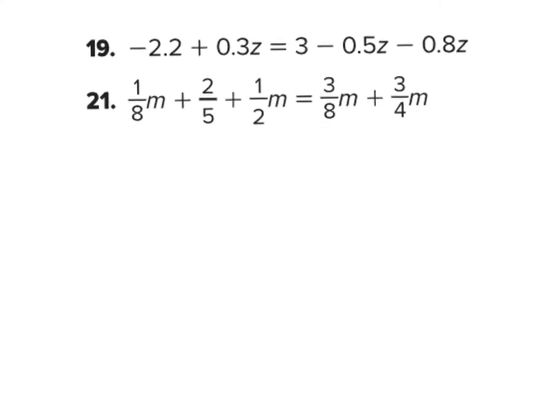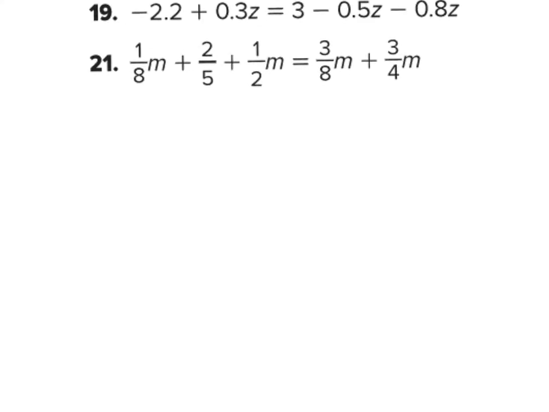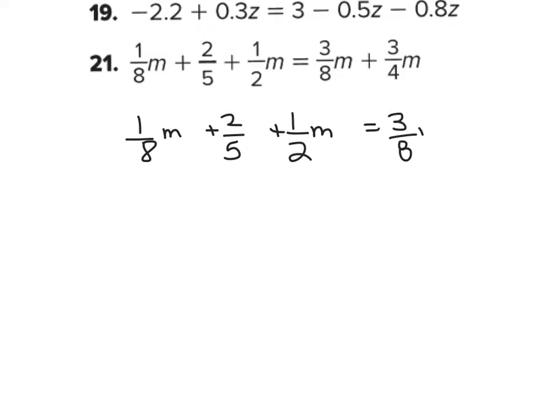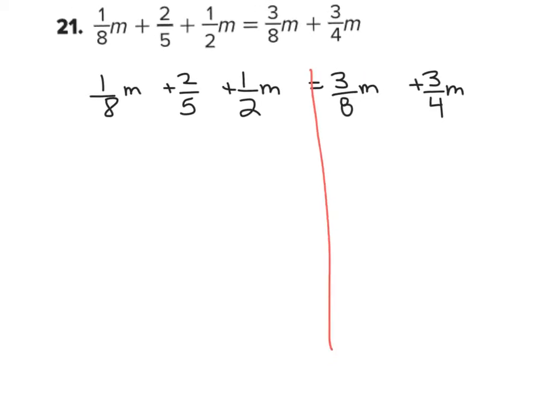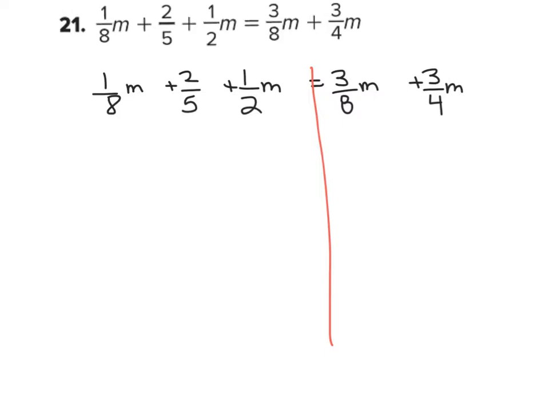Okay, let's try one more problem with fractions. So I've got 1/8 m plus 2/5 plus 1/2 m equals 3/8 times m plus 3/4 times m. Now again, notice how we have fractions. So what we want to do is first draw our line through the equal sign, and we want to figure out, trying to draw a straight-ish line, we are trying to figure out what our common denominator is.